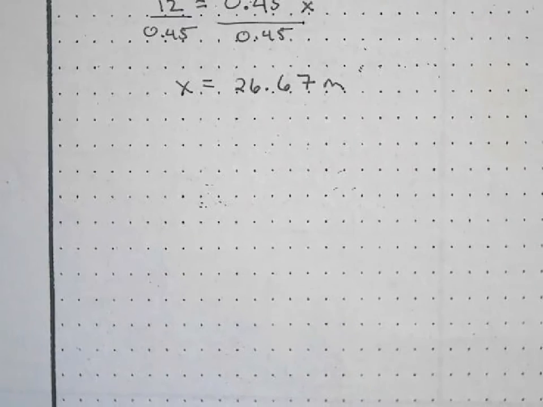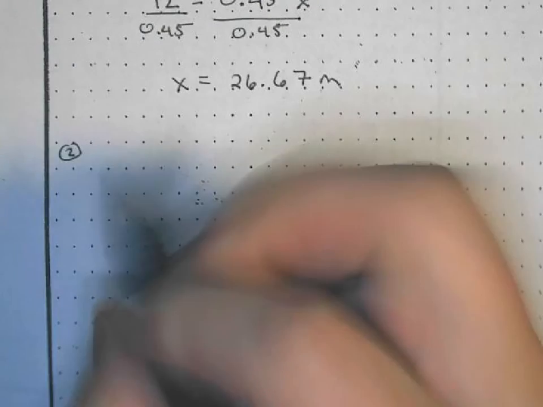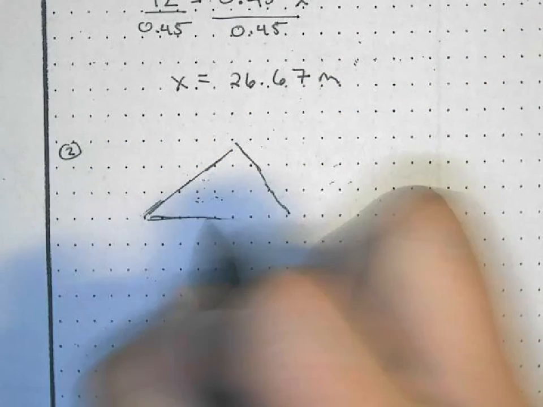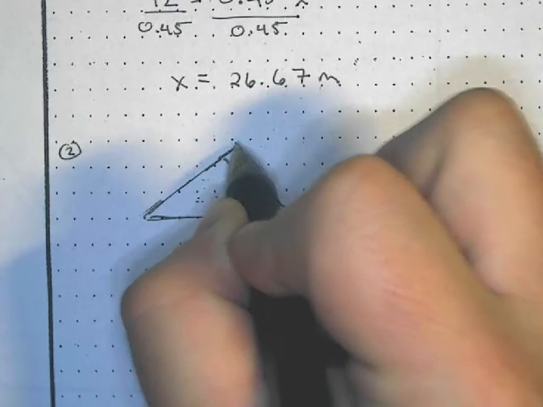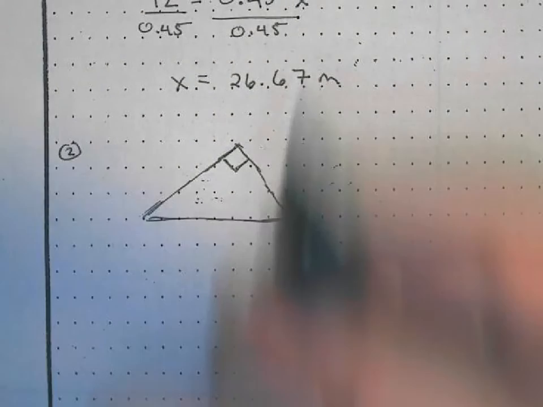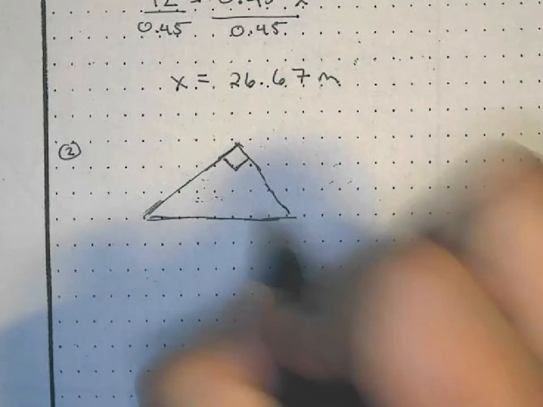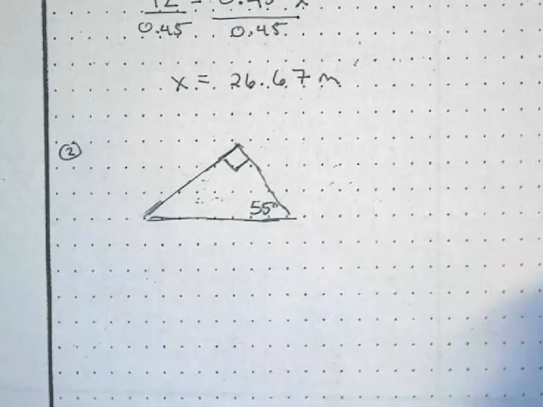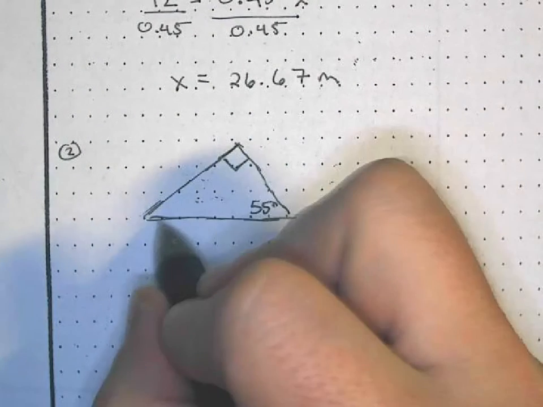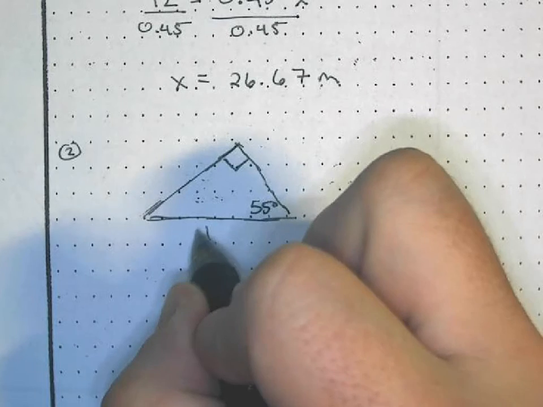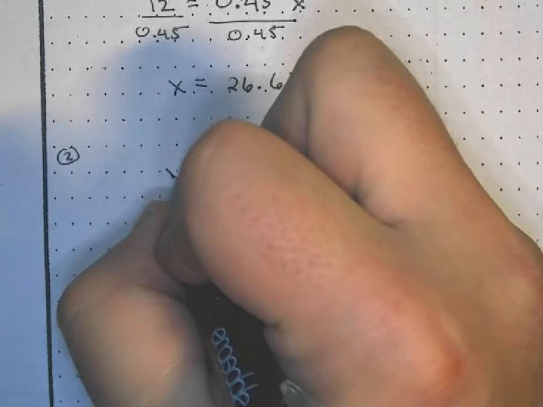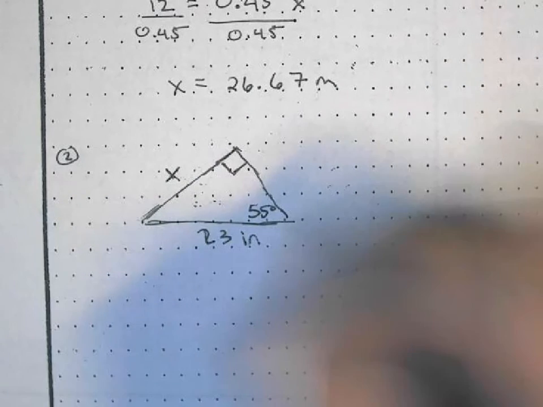Okay, let's try another one, and then we'll be good. I think we'll be good on extra examples. So we're going to be told that this angle right here is 55 degrees, and let's have this side length right here be 23, and x will be over here, 23 inches.